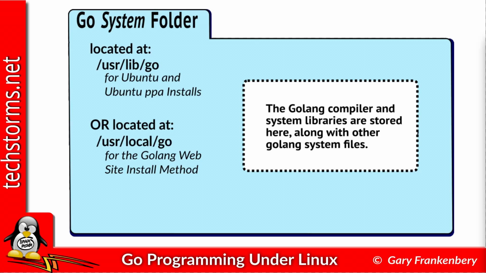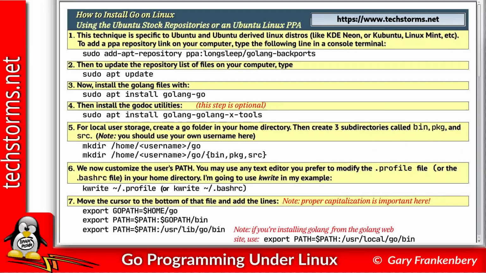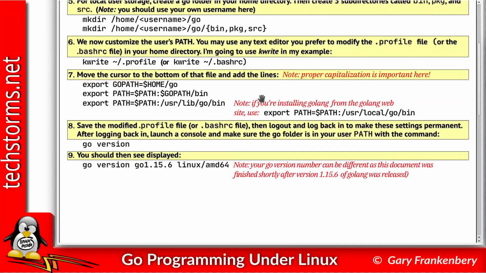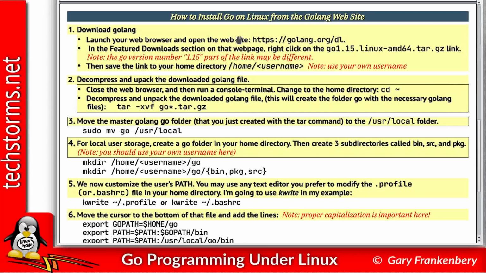Note that I've uploaded the 3 diagrams as a large PDF file stored at my TechStorms.net website. Next, I'll show you the installation guide that is also stored as a PDF file at my techstorms.net website. And so the first part of this PDF is how to install Go on Linux using the Ubuntu stock repositories or an Ubuntu Linux personal package archive. And the second part is how to install Go on Linux according to the directions on the official Golang website.